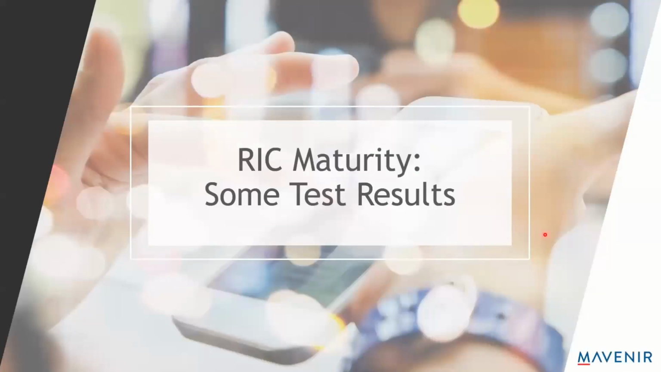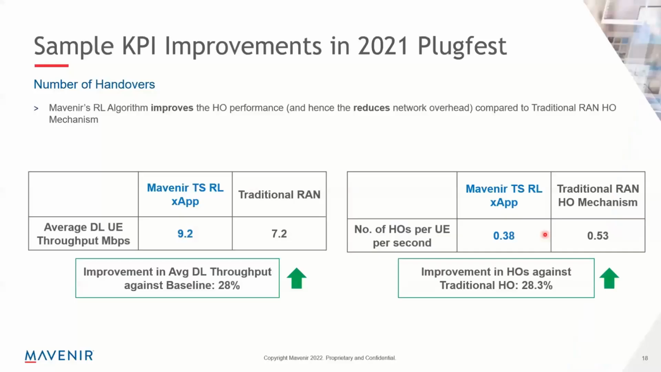So let's see what the maturity level is. Open RAN is new and has been getting mature for the last 3-4 years. And RIC is newer still; it is much fresher than Open RAN. We have done, and we keep developing, especially at Mavenir, these features, and we keep investing in those functionalities. This is something we tested at the 2021 Plugfest in India.